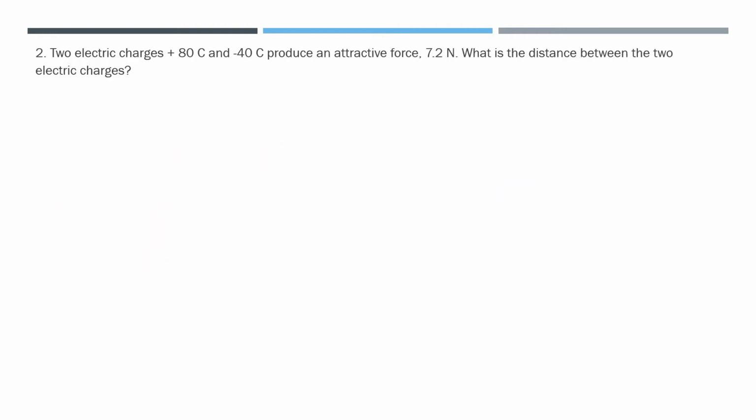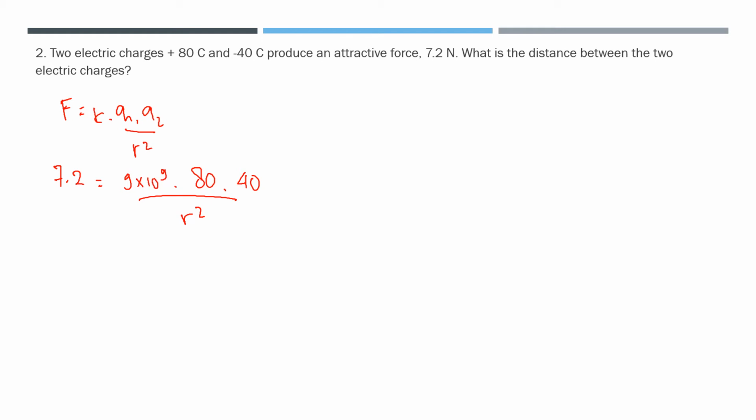Now the question asks for the distance. We still use the same equation to solve this. F is K times Q1 times Q2 per R squared. I suggest you write down the equations, because when you write it down, you start to memorize it. There will be more effort, then you will memorize this formula better. So the force is 7.2, so 9 times 10 to the power of 9, then the Q1 is 80, the Q2 is 40, over r squared.